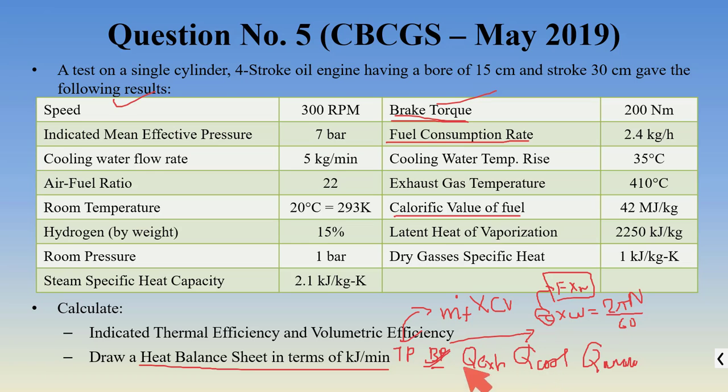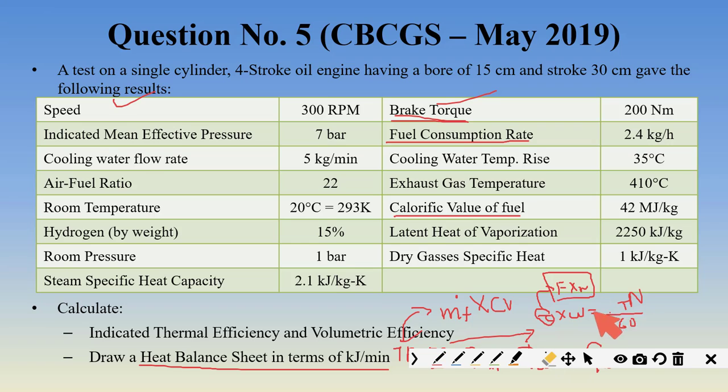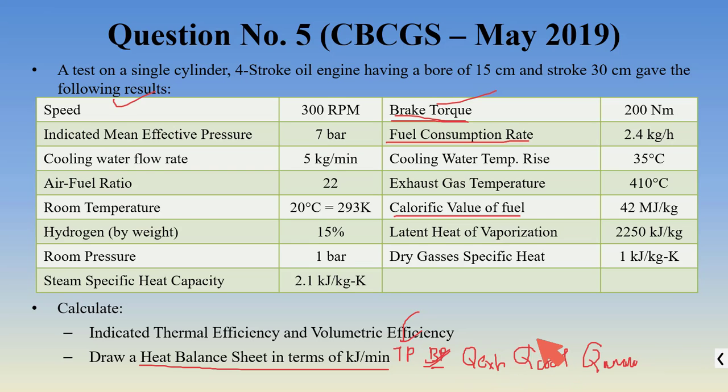I will come to exhaust again. What is the heat loss to coolant? How can you calculate the heat loss to coolant? It is very simple. What is the formula for heat loss to coolant? Q is equal to m c delta T of coolant. The heat loss to coolant is m c delta T of coolant. So what is the mass flow rate of coolant? They have given it over here: cooling water flow rate, that is the mass flow rate of coolant.